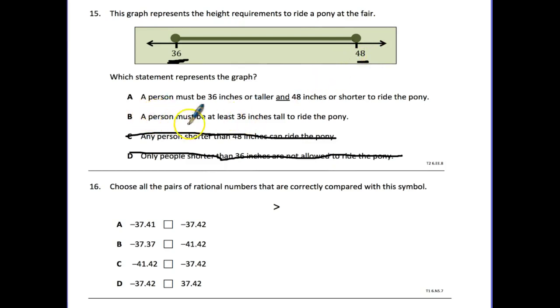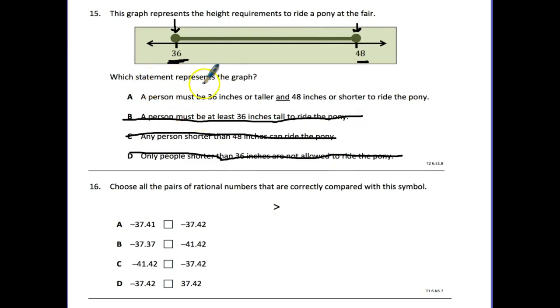A person must be at least 36 inches tall to ride the pony. Well, that certainly includes this part here. You have to be 36 inches tall. You can't be less than 36 is part of your answer. But I'm also seeing that there's something here at this end. So it's not just 36. So that's not a complete explanation.